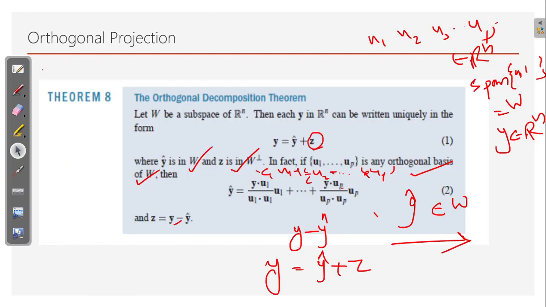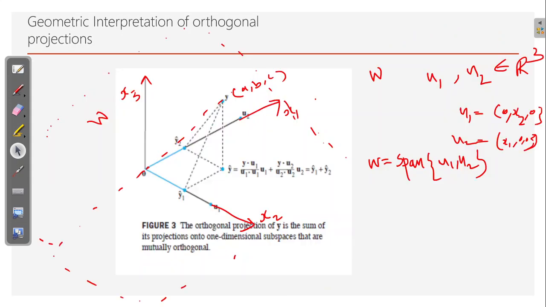So by theorem 8, what theorem 8 says is that this arbitrary vector y is equal to some y cap plus z, where y cap will be in W and z will be perpendicular to the subspace W. This will be our z, which is along the x3 axis. And this y cap is known as the orthogonal projection of y onto the subspace W.